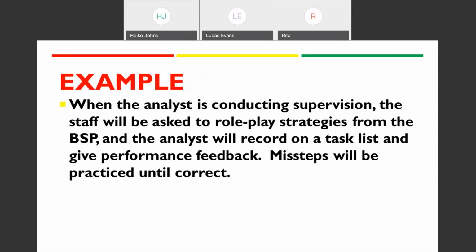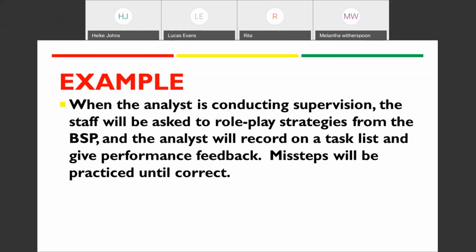And then missteps are going to be practiced until corrected. So again, there is a clear set of performance expectations for implementers that they're evaluated against. And the first one was just in the course of providing services. In this situation, it's in the course of asking somebody to role play what they should do if that event happened, and then giving performance feedback and helping them to practice until they're able to successfully perform that task. So now let's transition to looking at a non-example.